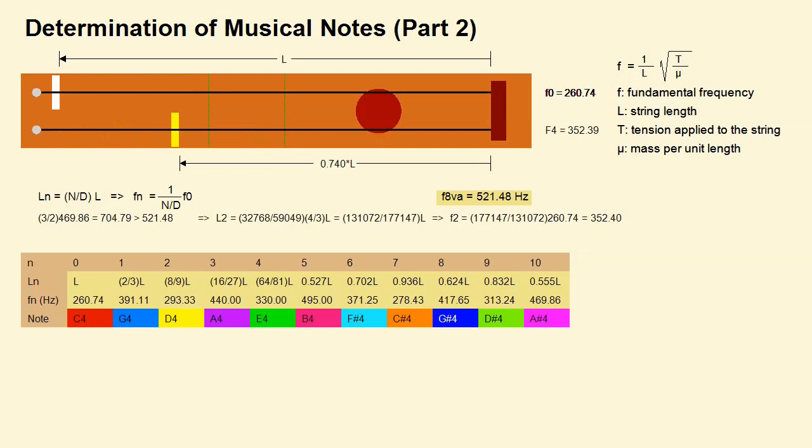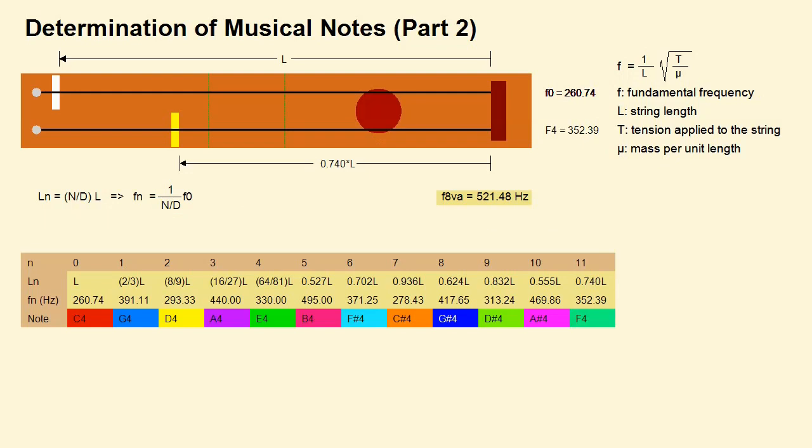This setting at 131,072/177,147 of the string length produces a joint sound of both strings that is pleasing to the ear. We'll put it on the table. If we multiply the frequency of the note F4 by 3/2, we get a frequency of 528.48 Hz, which is approximately equal to 521.48 Hz, with a small excess error of 2.73%.